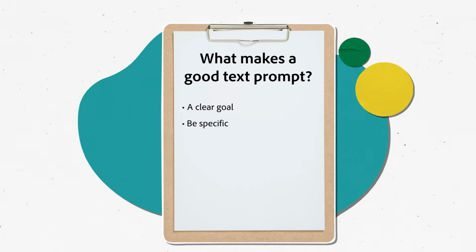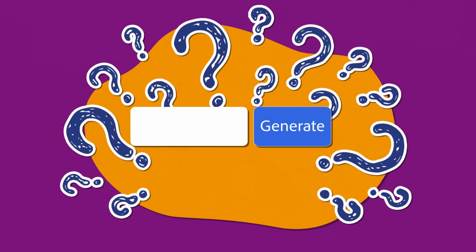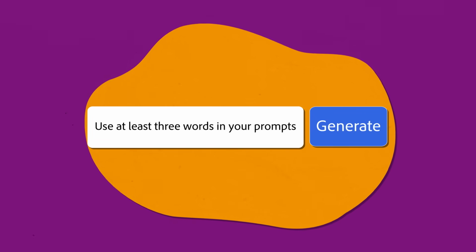Be specific. It's important to take the guesswork out of your prompt. You can't assume that generative AI knows the context or background of what you're trying to communicate. Aim to use at least 3 words in your prompts and avoid using words like generate or create. Try to stick to language that's simple and direct. It's best if you can craft your prompt using a subject, descriptor, and keywords.